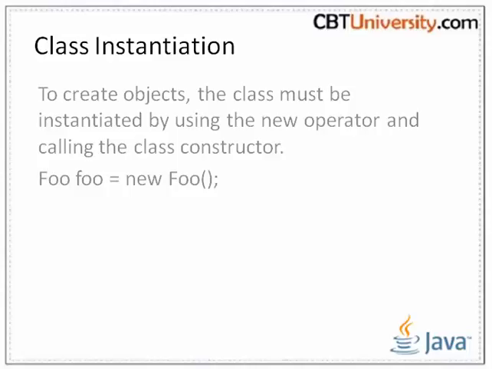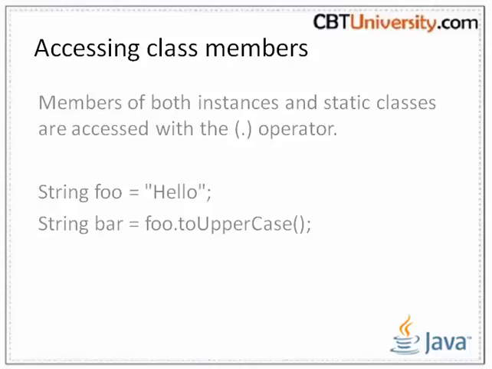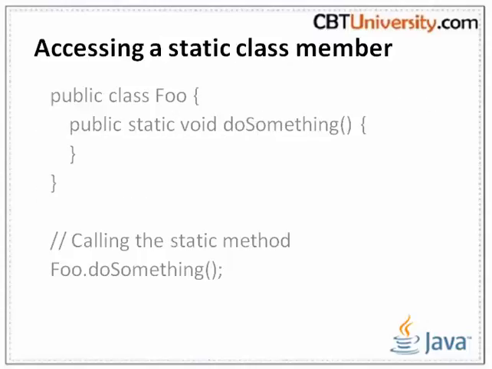Non-static members of a class define the types of instance variables and methods which are related to the objects created from that class. To create these objects, a class must be instantiated by using a new operator and calling the class constructor. Accessing class members. Members of both instances and static classes are accessed with the dot operator. Accessing a static class member. Static members are accessed by using the name of the class or any other type. This doesn't require the creation of a class instance.